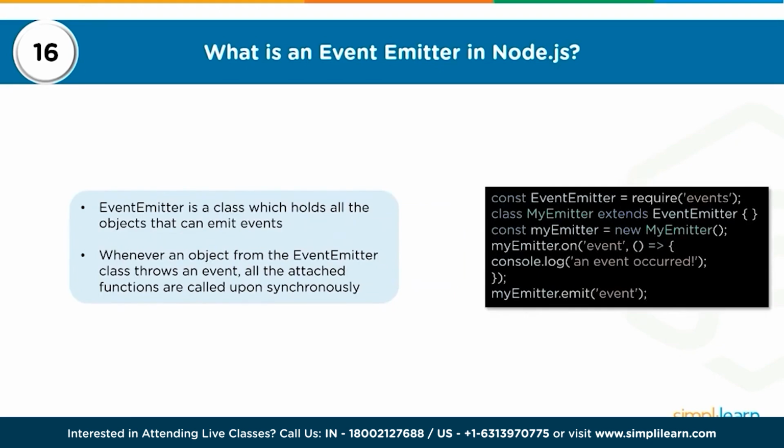What is an event emitter in Node.js? So an event emitter has really two areas of focus. One is that it manages the classes that hold all the objects within your event, and we have an example of this on the right-hand side. And then whenever an event actually is thrown, the functions are then called on that event synchronously. So for instance, in our example on the right-hand side, we create an event, and then we have the functions that are executed in a series from that event.